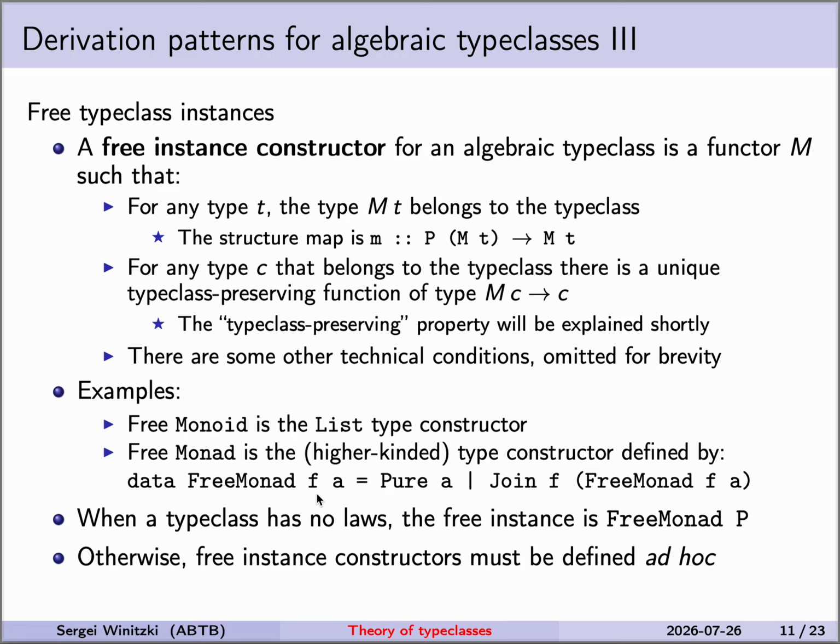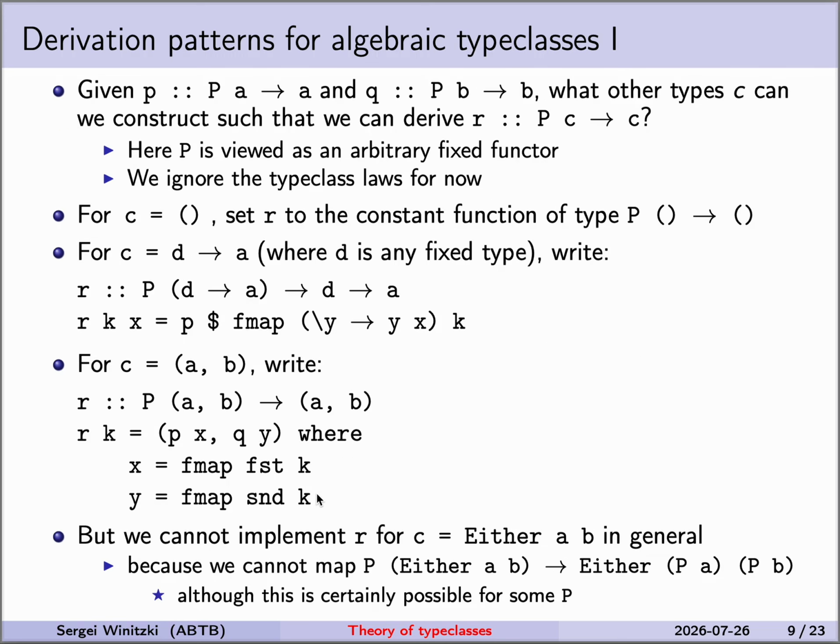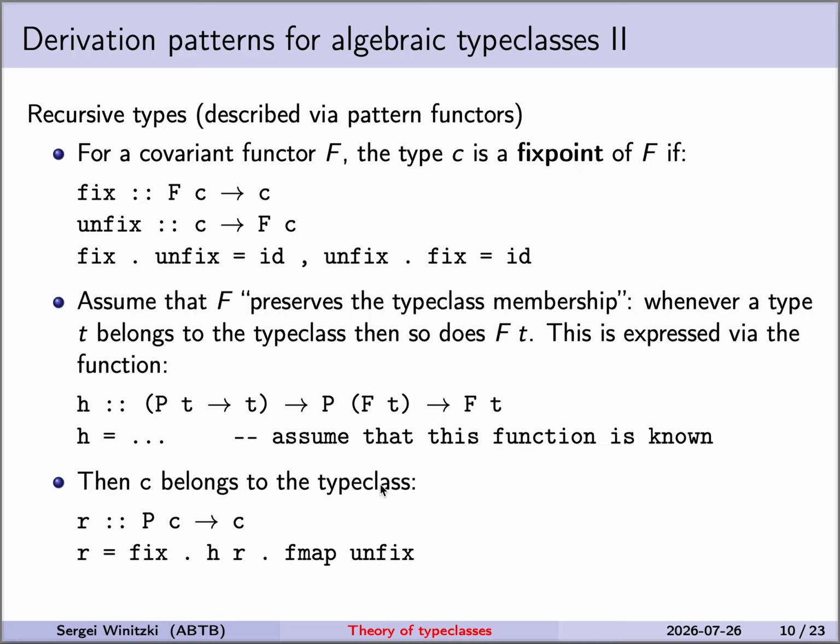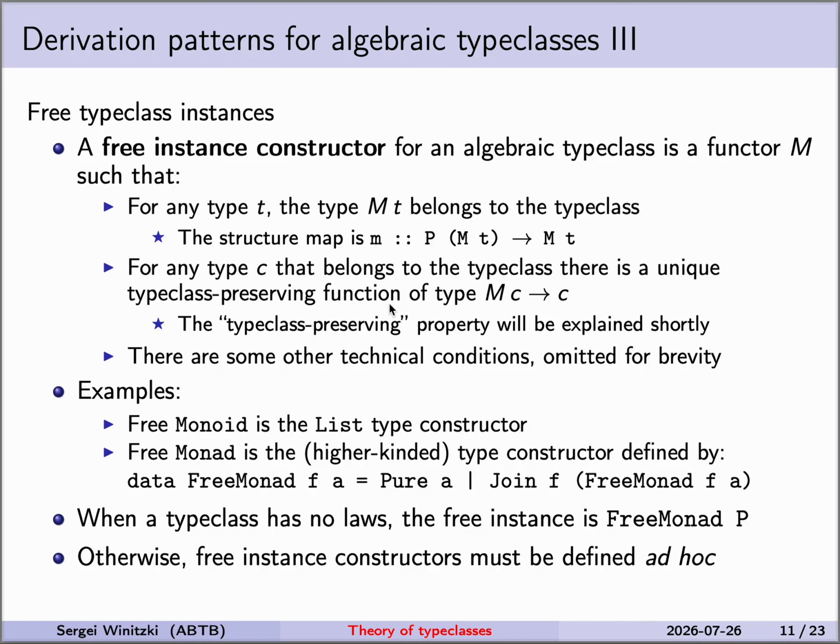So that concludes the derivation patterns for algebraic type classes. Let me remind you what we have seen. So there are these type class derivation patterns: unit type, function type, pair, recursive type, and free instance constructor.